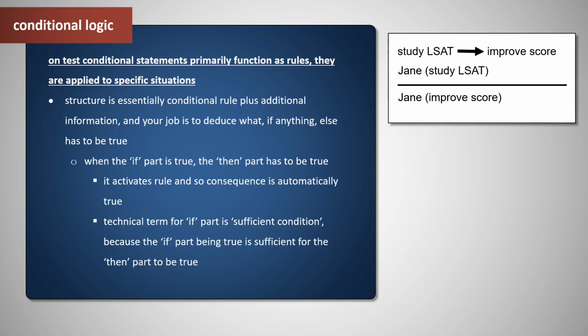Okay, so once again, just a quick recap, this is how this works. The rule plus additional information, and then you're trying to see, is there anything that has to be true? In this case, because we know that a conditional relationship means that whenever the if part is true, the then part has to be true, and we were given a concrete example of the if part being true, we can deduce that the then part in that concrete example has to be true as well.